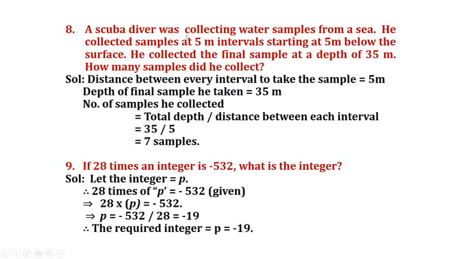Next, a scuba diver was collecting water samples from a sea. He collected samples at 5 meter intervals starting at 5 meters below the surface. He collected the final sample at a depth of 35 meters. How many samples did he collect? The distance between every interval to take the sample is 5 meters. The depth of the final sample he took is 35 meters. The number of samples he collected is equal to total depth by distance between each interval. It is 35 by 5, which is 7 samples he collected.